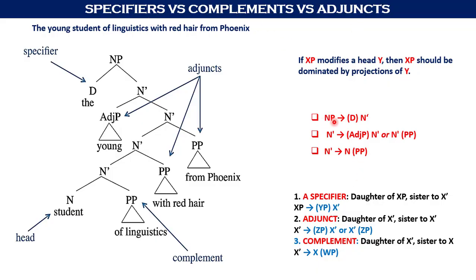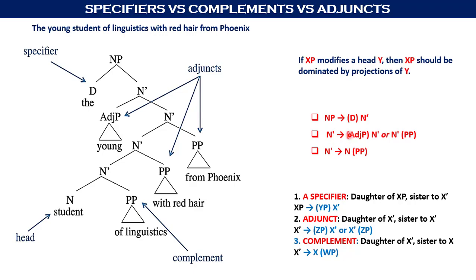Now, when you have a noun phrase, the first rule is the specifier rule. If you have a noun phrase, NP, the specifier rule says that it projects to a determiner and an N-bar. Here, the determiner is the, and then we have an N-bar. We are done with the specifier rule because we have only one specifier. The specifier should be a sister to the N-bar and a daughter of the noun phrase. Now let us move on to the adjunct rule.